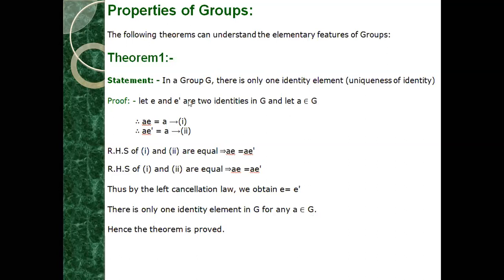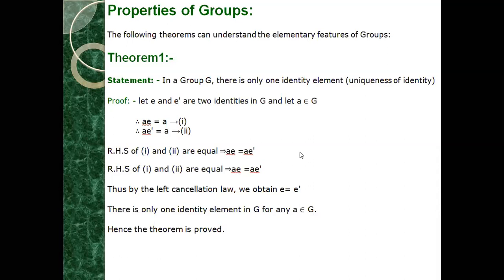So from the identity law we write AE is equal to A, AE dash is equal to A. Here we observe that the RHS of these two equations are equal. From that we write AE is equal to AE dash. By the left cancellation law, we obtain E is equal to E dash. So here E and E dash are equal, which means this is a single element. So there is only one identity element in G for any A belongs to G. Hence the theorem is proved.